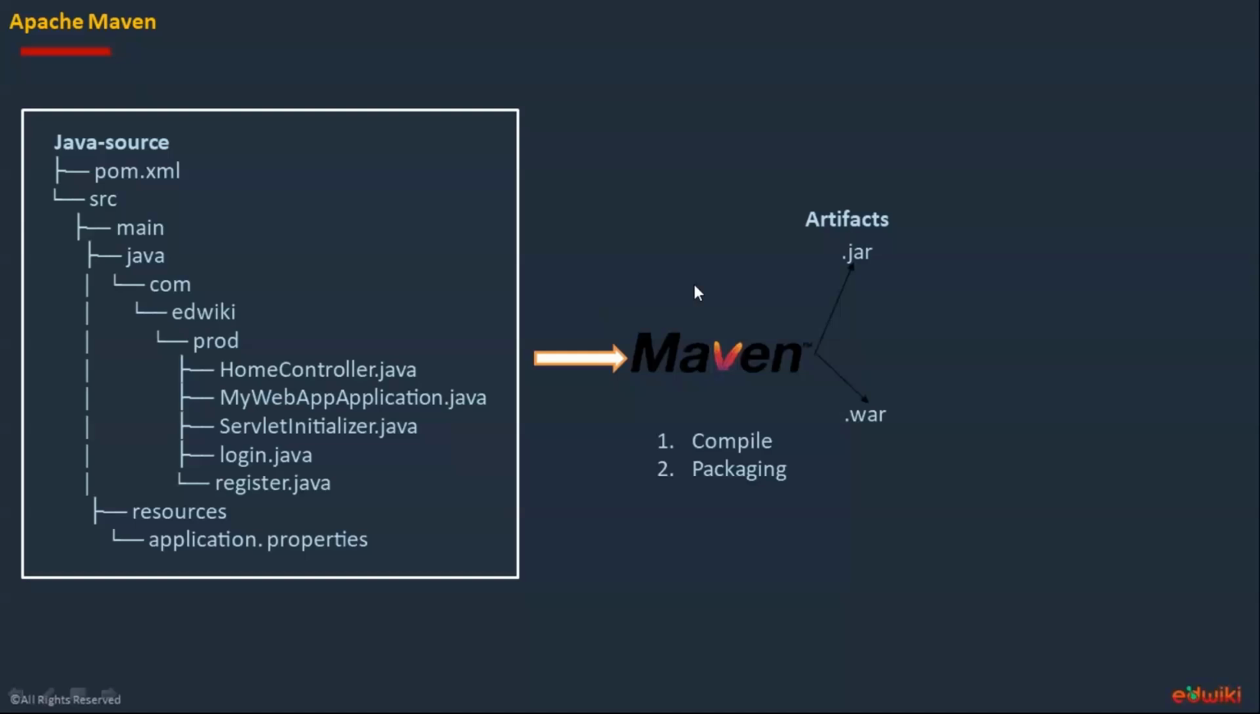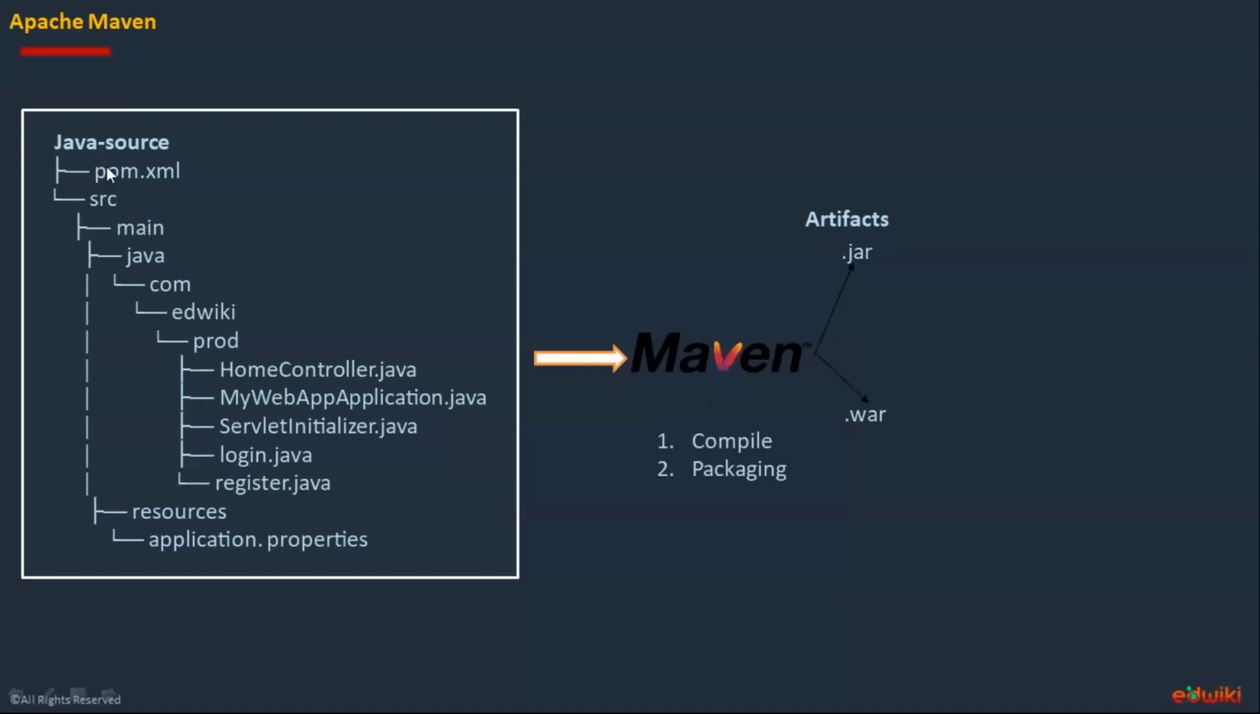Now, whenever you get a Java source code from the developer and you give it to Maven, how will Maven understand it? In the sense, how does Maven know how to take this code and build it? Should I create a .jar file or a war file? How does it know all this information?